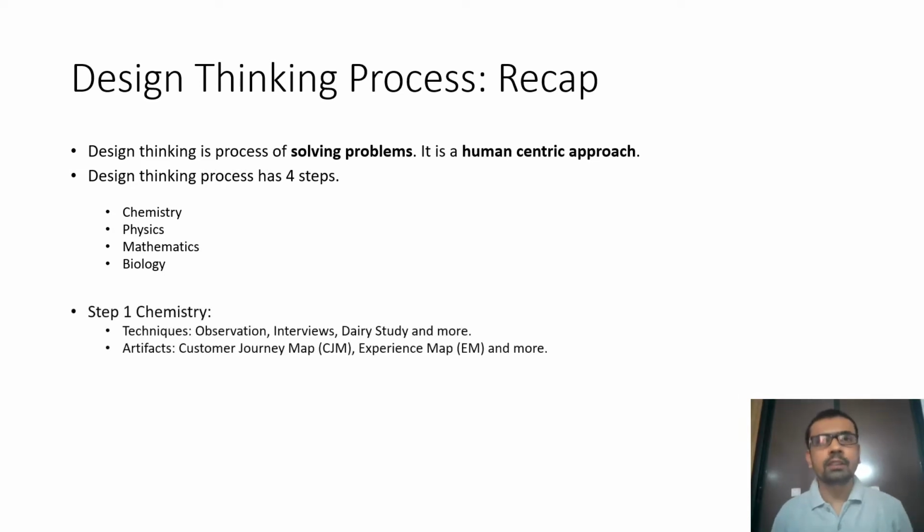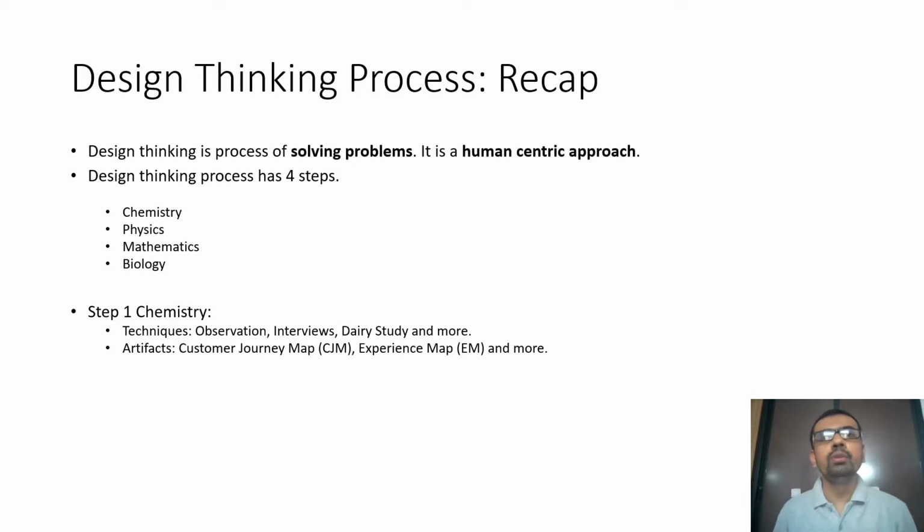We also discussed some of the steps. The first step is chemistry, where we need to build chemistry with the customers and understand the problems properly. For that we discussed techniques like observations and interviews and much more, and we have the artifacts of those techniques: customer journey map, experience map and impact mapping. So we get those things from step one, understanding the customers with different techniques, and we have the customer journey map as an artifact from that step.